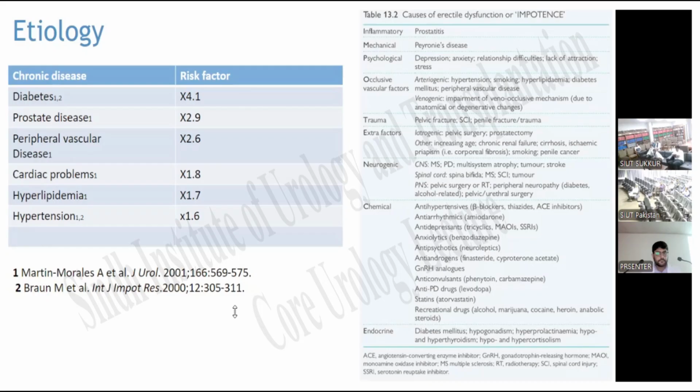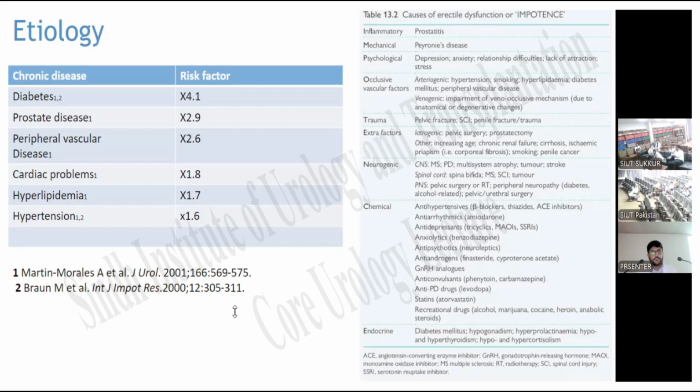So this is the elaboration of these causes, like the inflammatory processes lead to prostatitis, and the prostate disease can lead to erectile dysfunction. In the mechanical or anatomical cause, Peyronie's disease is one of the leading causes due to which erectile dysfunction occurs. Priapism is the second one, but not the most common one. In the psychological one, there are various drugs used, which lead to erectile dysfunction.